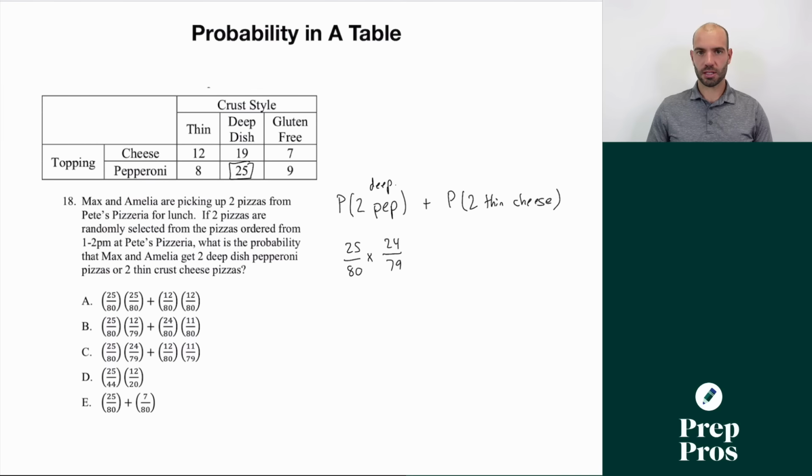When we have multiple events in a row with probability, we multiply those together. So that's going to be our probability of getting 2 deep dish pepperonis. Since it's an OR question, we have to count the 2 thin cheeses as well. So we're going to repeat that.